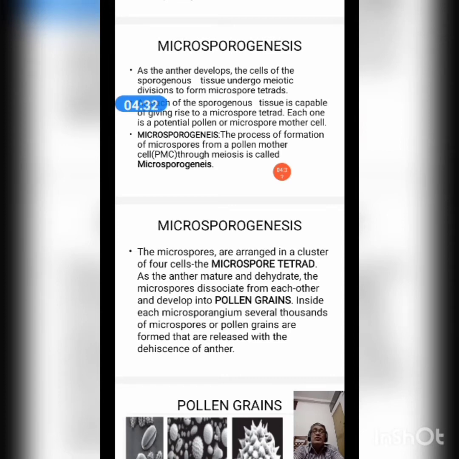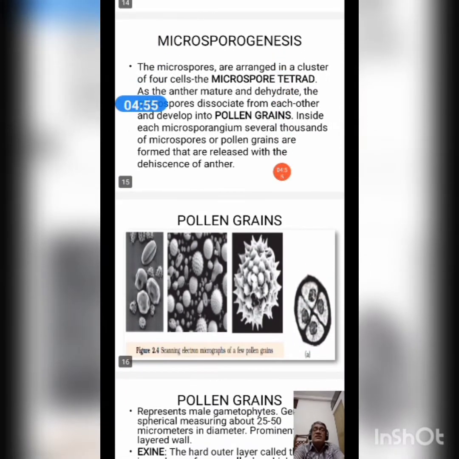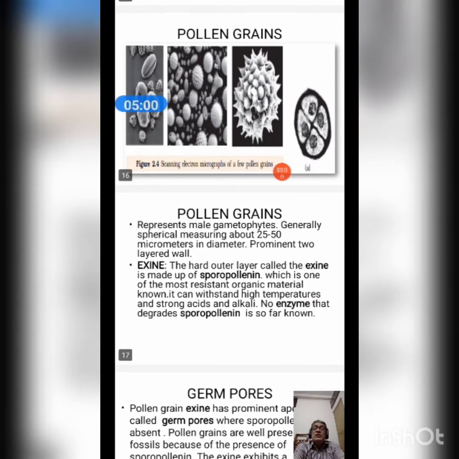The microspores are arranged in a cluster of four cells, the microspore tetrad. As the anther matures and dehydrates, the microspores dissociate from each other and develop into pollen grains. Inside each microsporangium, several thousands of microspores or pollen grains are formed that are released with the dehiscence of the anther. Next, you see the picture of a pollen grain.